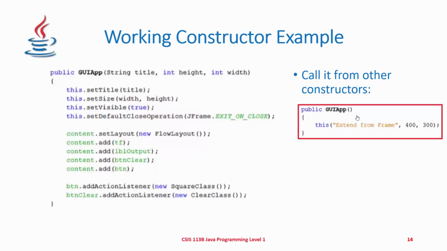And then on the far right there you can see is the default constructor. So in this case, since we have a working constructor, the default constructor, and we know it's default because it only has a set of parentheses with no arguments being accepted, you can see what it's doing is it's using the keyword this, which means actually we want you to call the working constructor and then pass to it these default values. In this case, extend from frame is going to be the title, 400 is going to be the height, and 300 is going to be the width. And it takes a little bit of getting used to. You do it a few times, you'll get used to it.